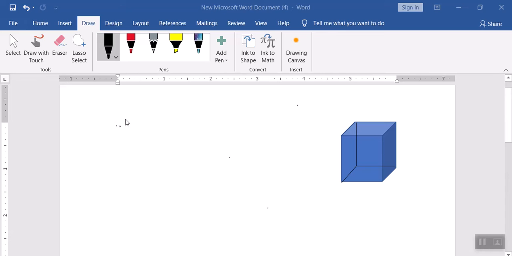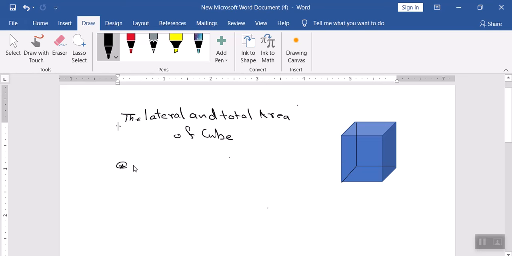Today we are going to study the lateral and total area of cube. As we have studied before, the cube is a solid that has how many faces?